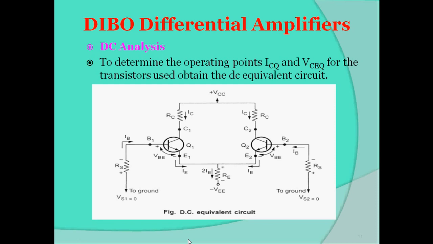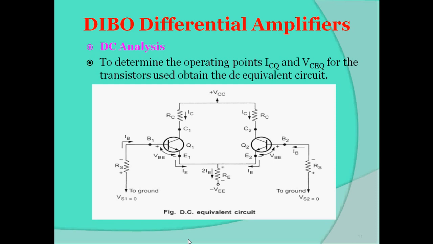We are providing an AC input signal to both of the base terminals, and plus VCC and minus VEE are the DC supplies that we have connected. Here we want to determine the operating points, that is the quiescent collector current, and the collector to emitter voltage, that is the quiescent voltage, for the transistor used.